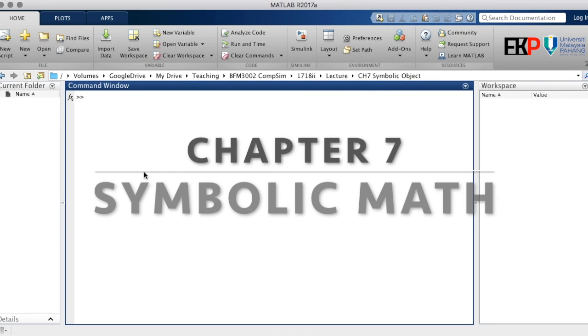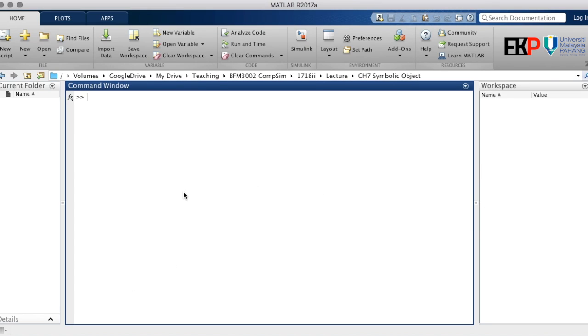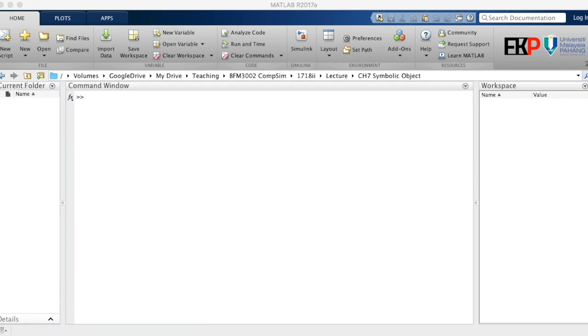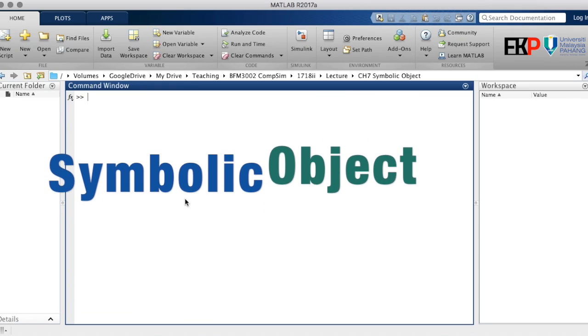In this lesson, we are going into a new chapter called symbolic math. In many applications in mathematics, science, and engineering, it requires symbolic operations rather than the normal operations. So let's see how we can perform symbolic operations in MATLAB. First, we need to know how to create a symbolic object.